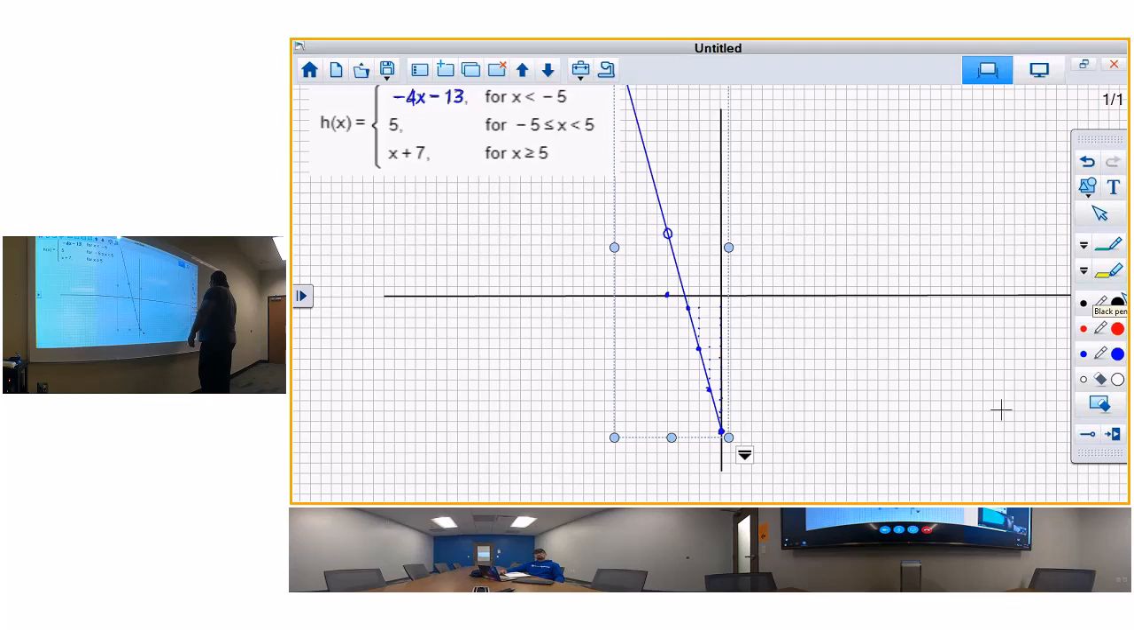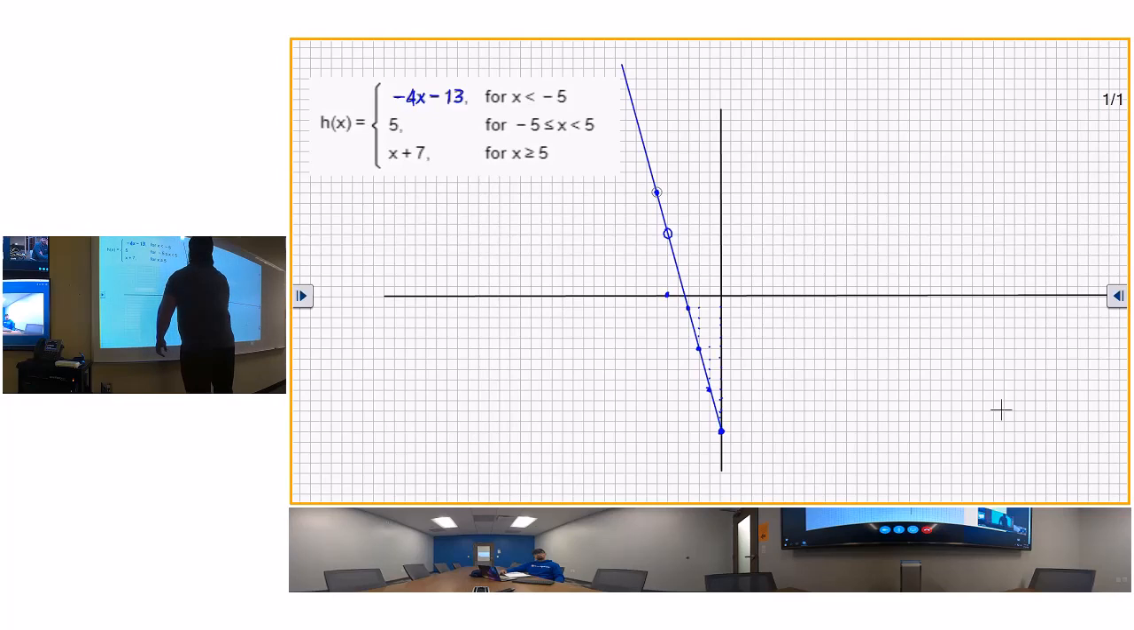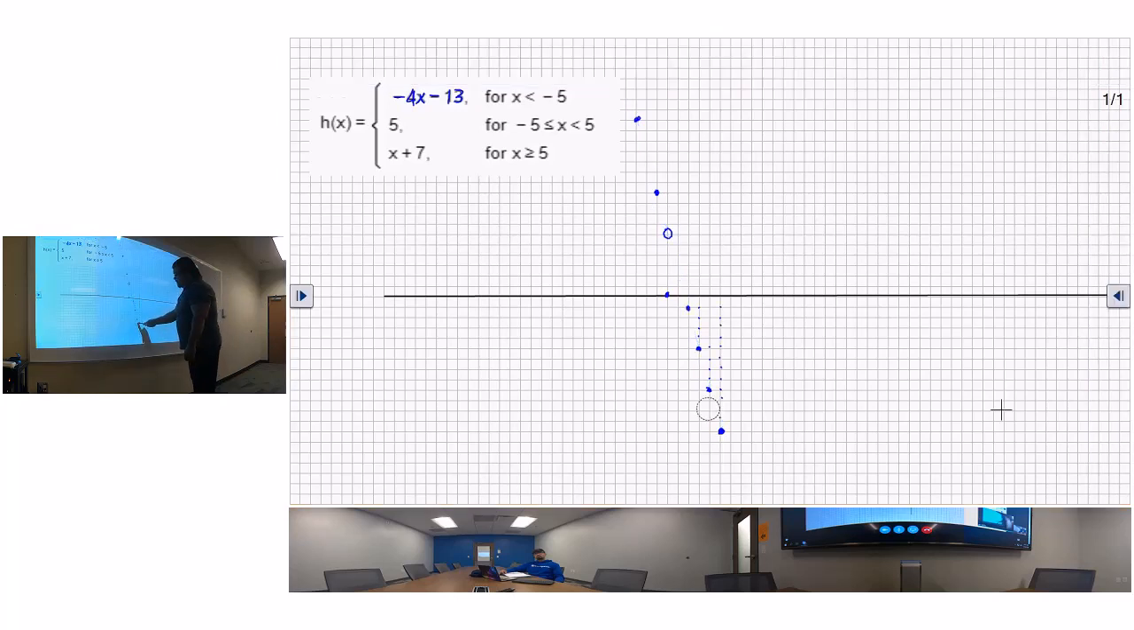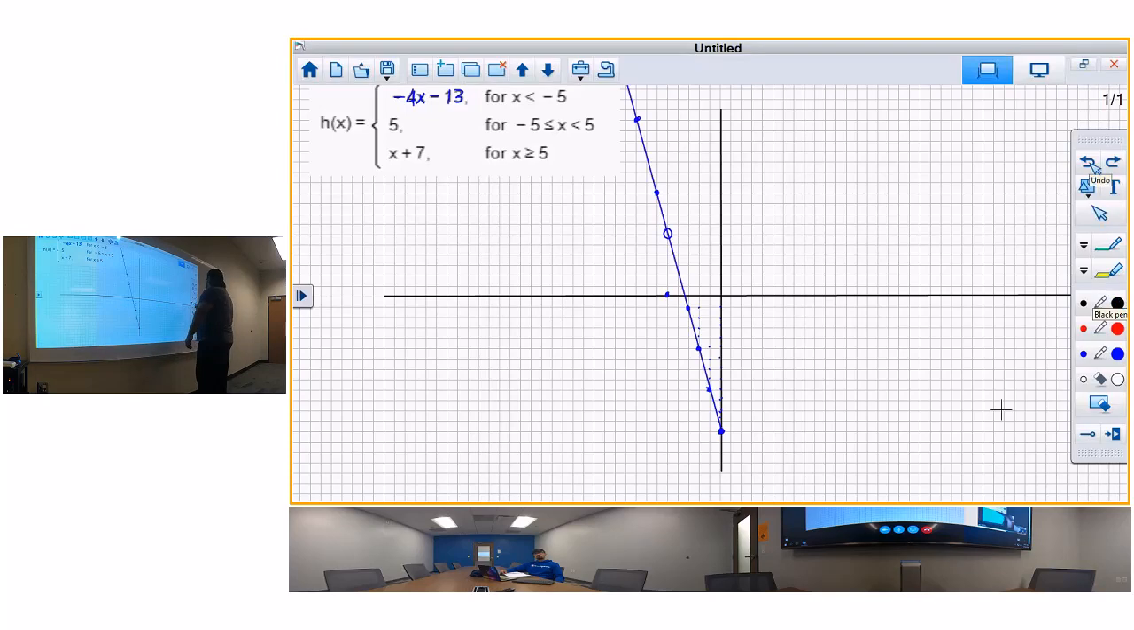So give me a second. Let me draw another circle. Let me draw a dot here and a dot here. Because when I erase everything above negative 5, it's going to erase the whole line. And erase that too. Like I say, I haven't had training, so y'all just have to bear with me a second.